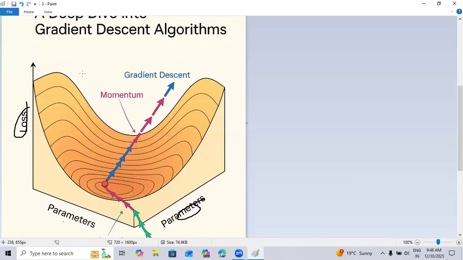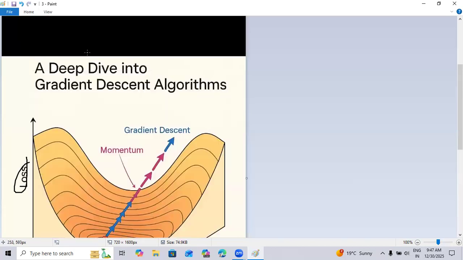So gradient descent means taking a small step downward by feeling the slope. The step size is called the learning rate. If the learning rate is too large, the model overshoots. If it is small, the learning becomes slow. This is how gradient descent works.